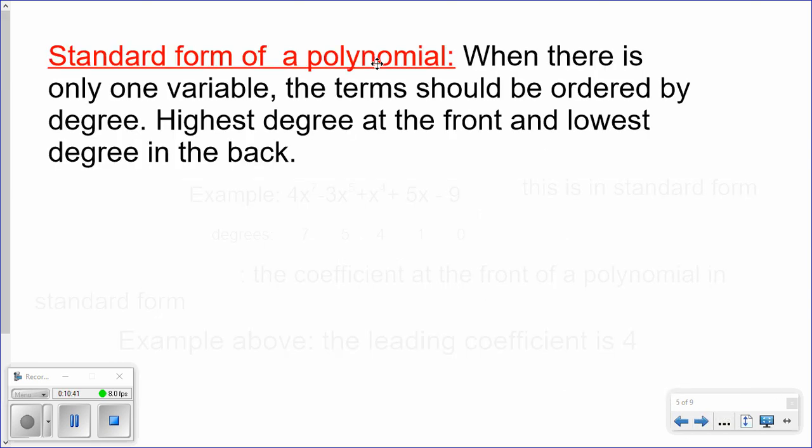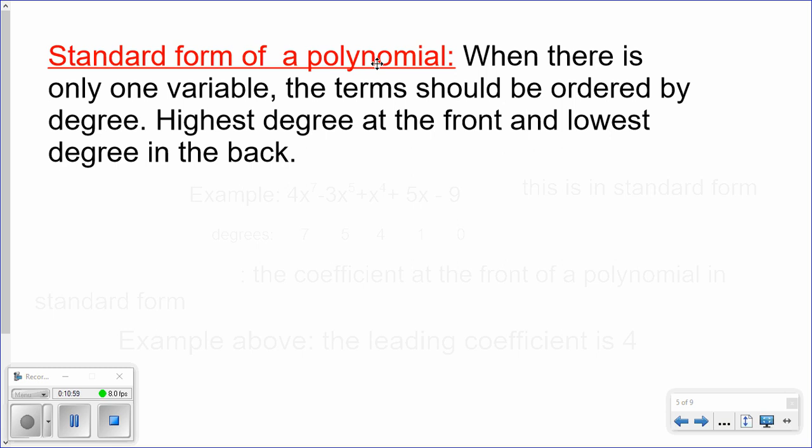Alright, so standard form, the whole reason we need to know degrees is because of standard form. When we have only one variable going on, so like all the terms have x's or no variable at all, the terms should be ordered by their degree. So highest degree in the front and lowest degree in the back.